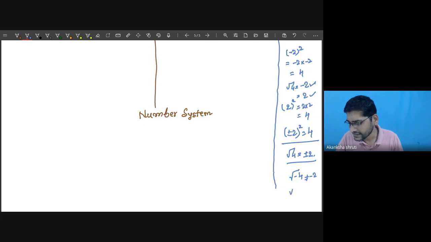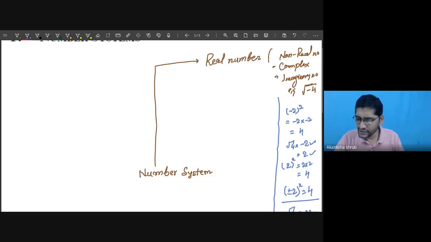You will learn in a higher standard that under root of -4 is written as 2 under root of -1, and it is written as 2i. These things are beyond your scope and are not asked at your level. Okay, so we are not going to discuss this kind of non-real or imaginary number, but in real numbers we are going to learn. In real numbers, a number can be rational or irrational.